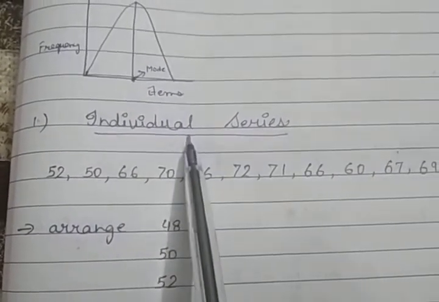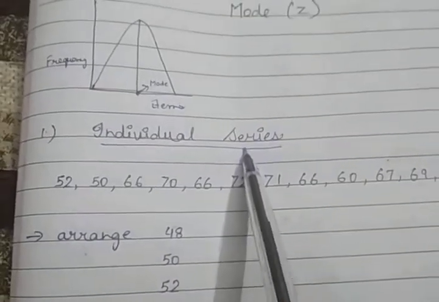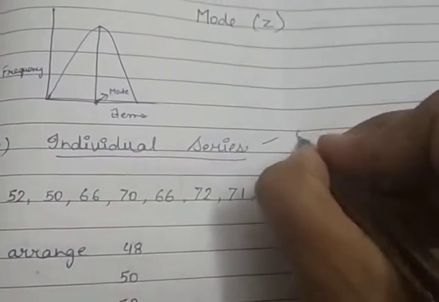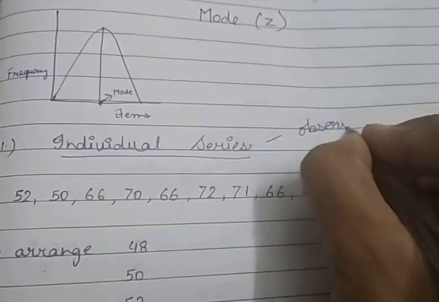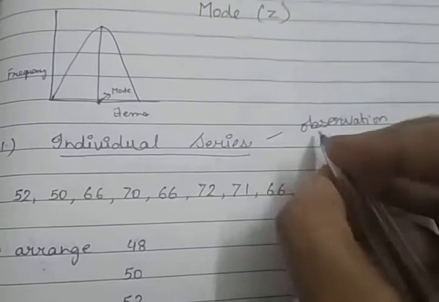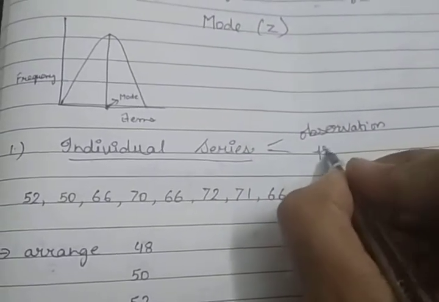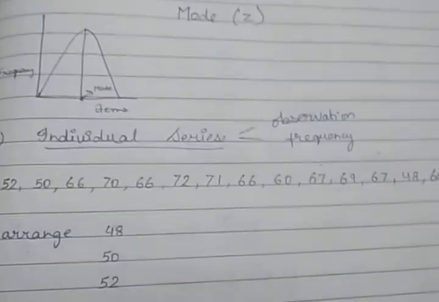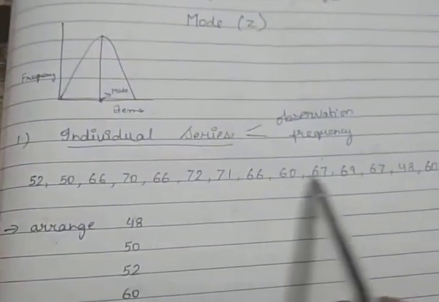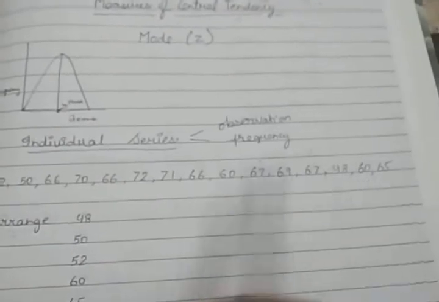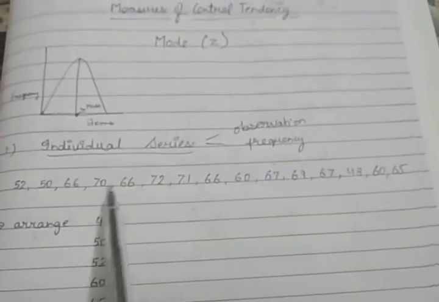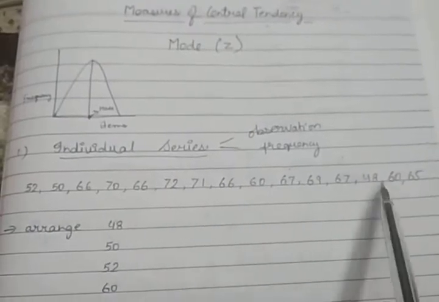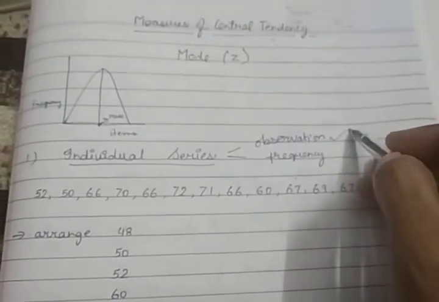So the first one we are going to use, that is the individual series. In the individual series, there are two methods to find out. First one is observation and second one by converting them into frequency, that means by the frequency distribution. So if this is the individual series question, this is the question written over here: 52, 50, 66, 70, 66, 72, 71, 66, 60, all these are the numbers. So the first way, that is the observation method.